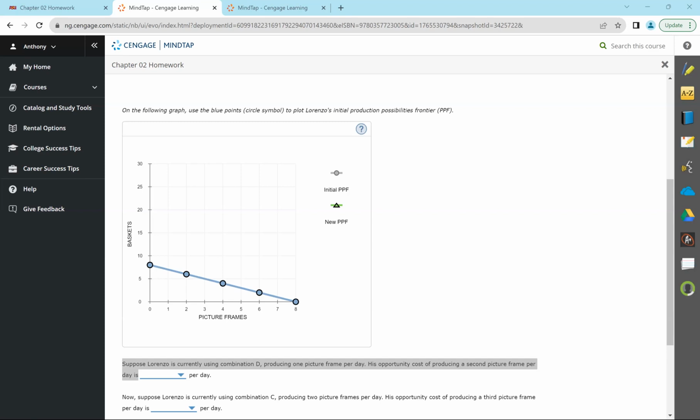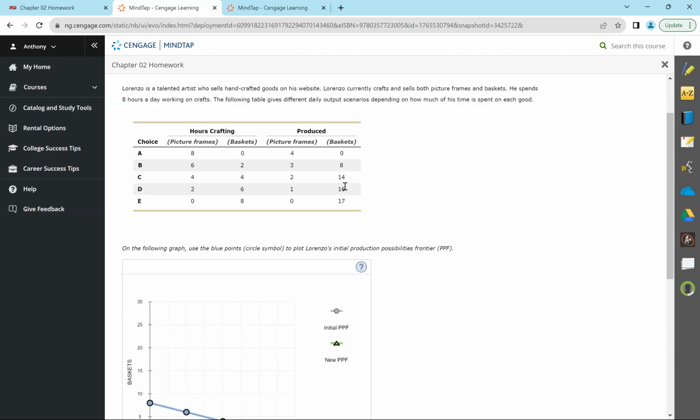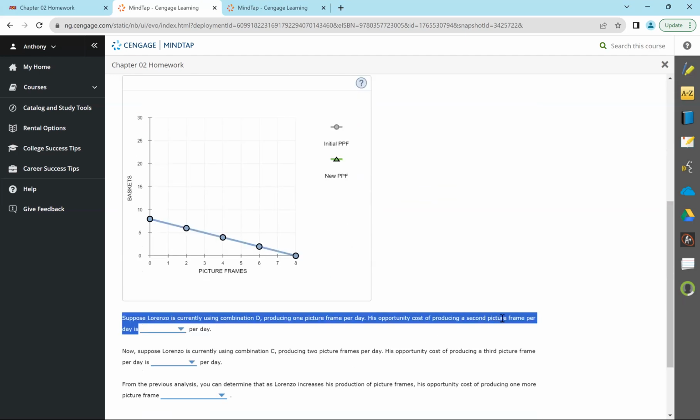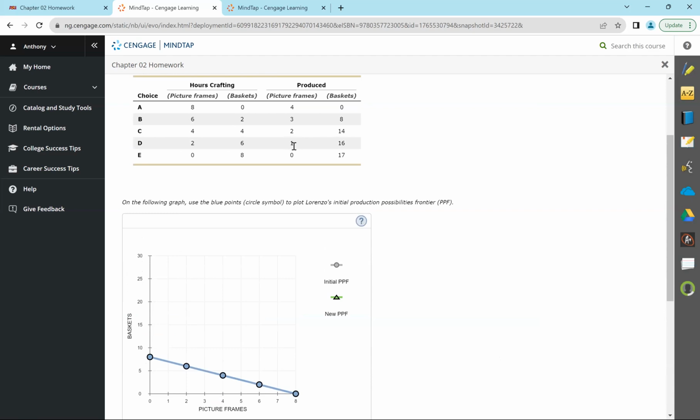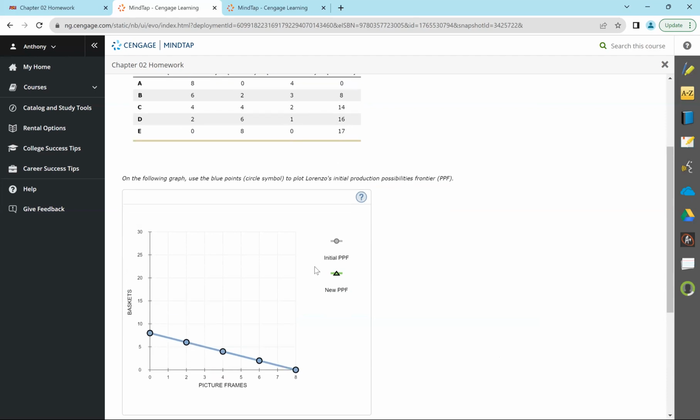Opportunity cost for producing is, why is it 16 minus 14? Just looking at the solution, you're trying to gauge how to do it. It looks like producing one picture frame, his opportunity cost of producing a second picture frame per day is... he's currently producing one picture frame. Okay, so here it is. See how he's producing one picture frame right here? If he wants to produce a second picture frame, how many baskets does he give up? What's the difference in these two? So there it is.